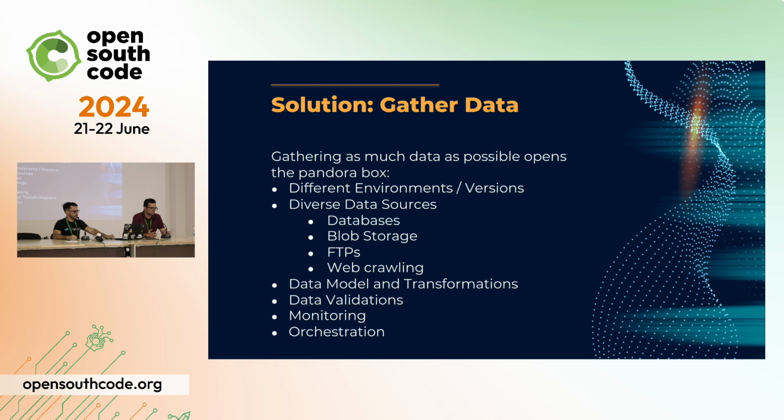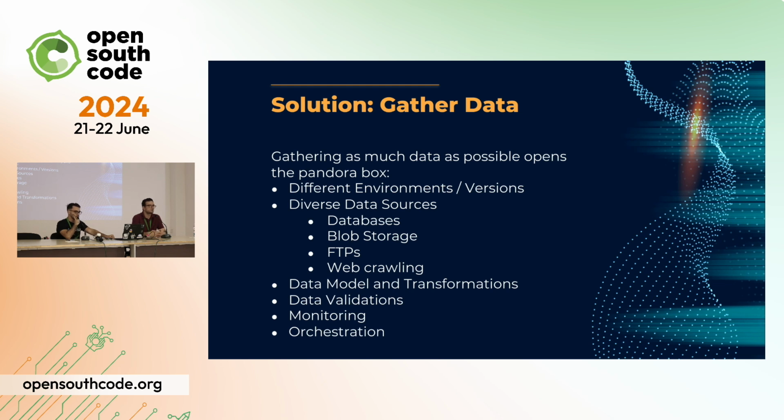How do we try to solve the problem? We try to solve it by gathering data. It's the only thing you can do: gather as much data as I can to solve my problem. But you solve one problem and you face the next challenge. I gather data from everywhere, which means I have diverse data sources, which can be databases, your own or external public data sets, blob storages in the cloud, FTP servers, or crawled data.